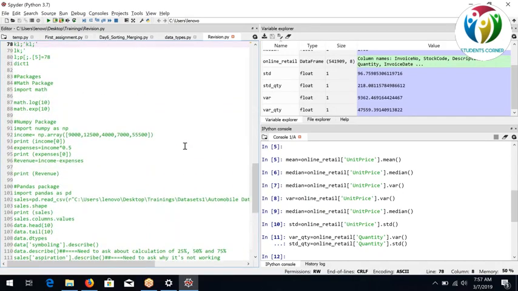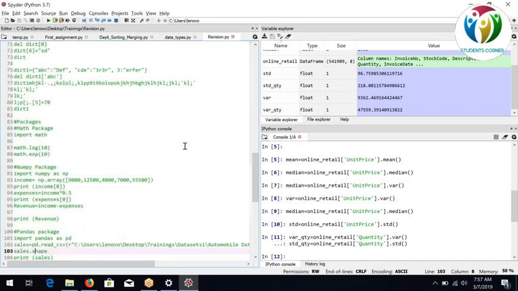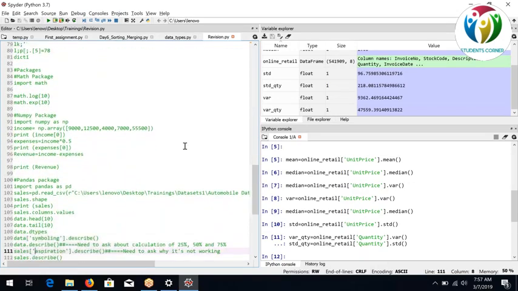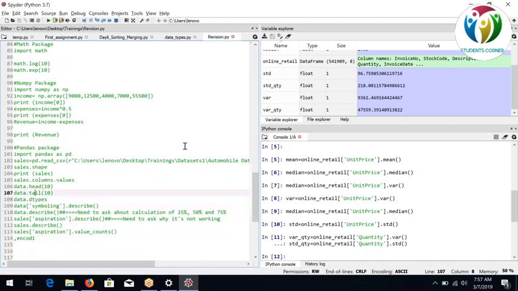Yeah, this PDF is already uploaded on the Google Drive, is it not? Let me see. Under material. Okay, I have not uploaded. Yes, I will upload it right now.